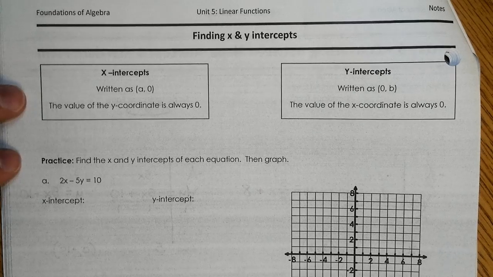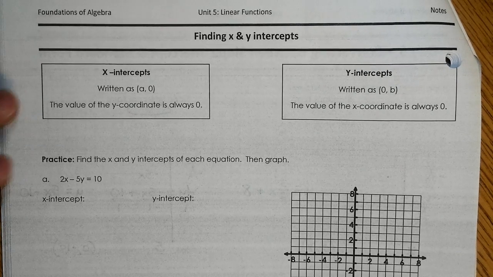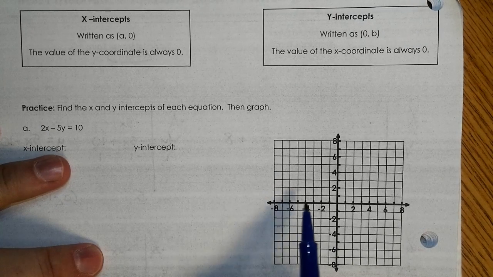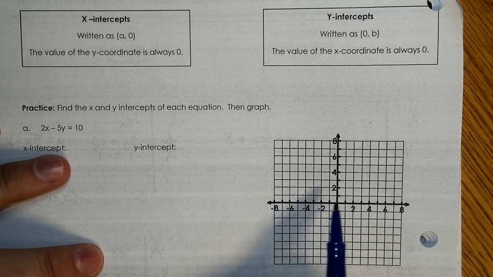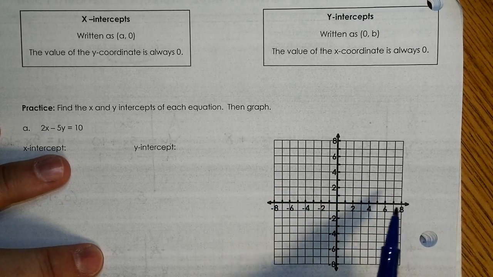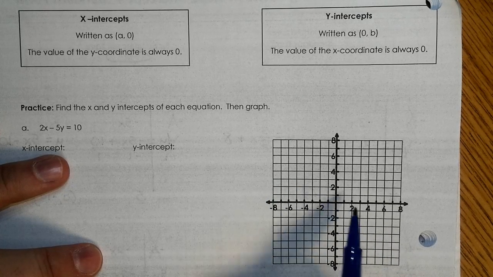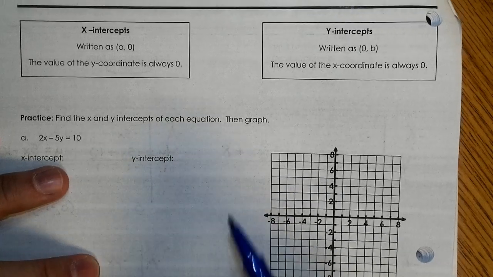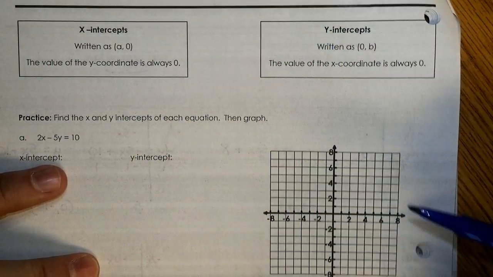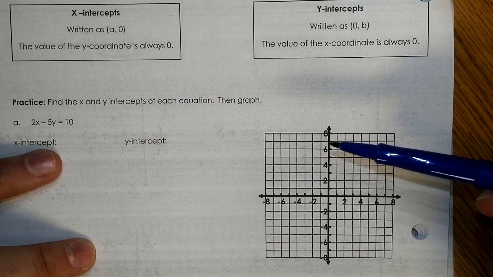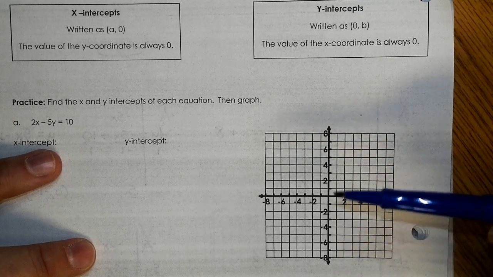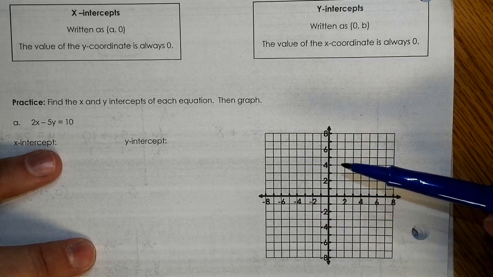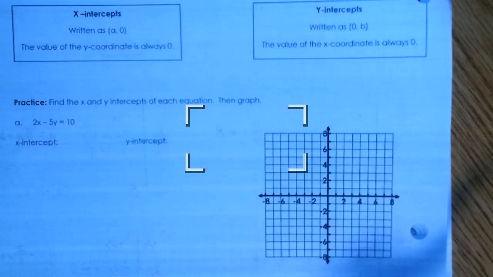X and Y intercepts. All an x-intercept is, is where the graph crosses the x-axis. Remember, this is the x-axis right here. So wherever the graph crosses the x-axis, that is an x-intercept. A y-intercept, we've already talked about a lot, is where the graph crosses the y-axis. So where the graph crosses the y-axis is your y-intercept.